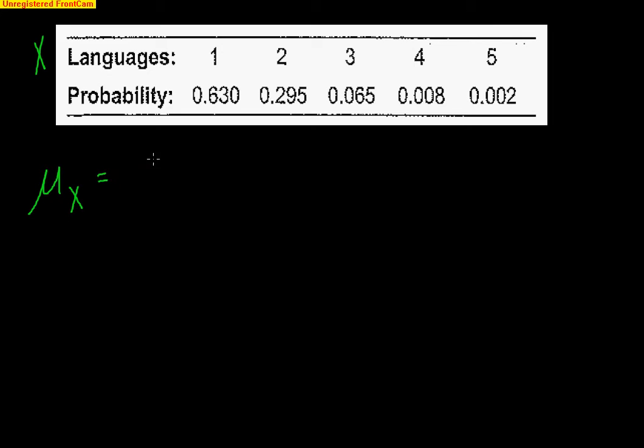Another symbol we could use is a capital E for expected. What's the expected number of languages that somebody speaks? So we can use either one of these notations, a mu meaning the average or E meaning expected. This is all the same thing. So we're talking about the mean or the expected value. If you were to run across somebody on the street, how many languages would you expect them to speak?